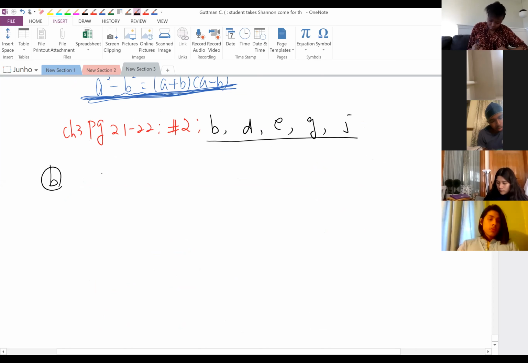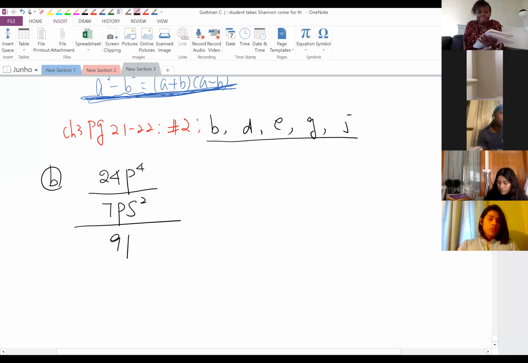It is 24p forward, 7ps squared over 9p3 over 8s squared. Who is doing the B? Heidi, can I ask you the answer for this problem?